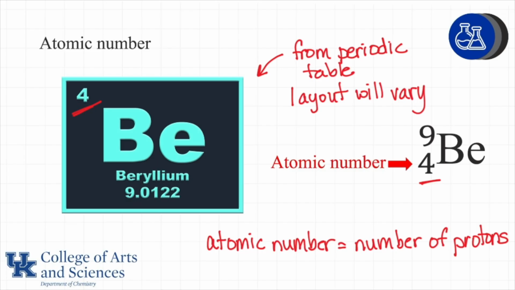The atomic number is a very useful piece of information because it tells us the number of protons in an atom of that element. And it doesn't matter what the element is, the number of protons is always the same. If I didn't have 4 protons, I wouldn't have beryllium. I'd have a different substance. So the atomic number equals the number of protons, and that never changes for a particular element.